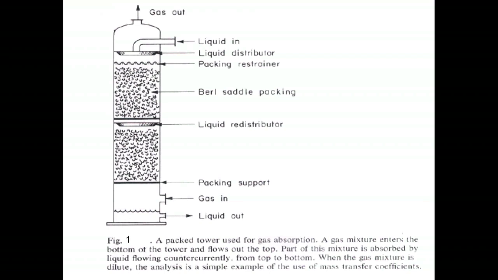We have two sections, one pack section here, another pack section here. The gas mixture is introduced at the bottom and it moves up. So it enters here, leaves here. The liquid which is used to absorb gas is introduced from the top and it comes down by gravity, it gets accumulated here and then removed.